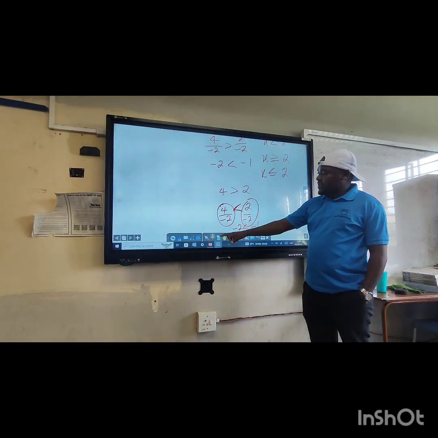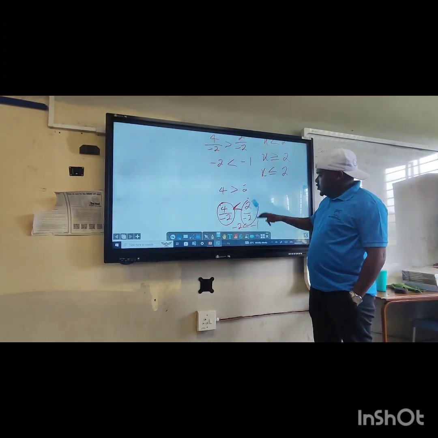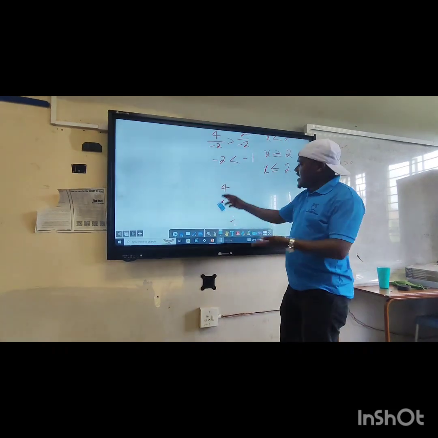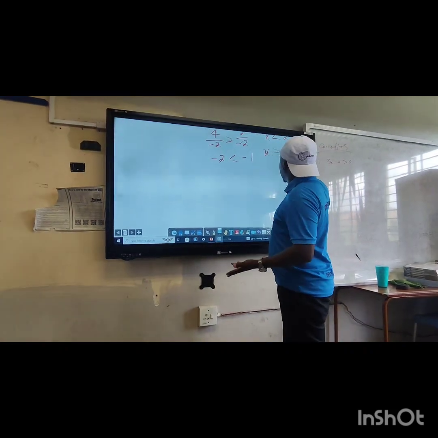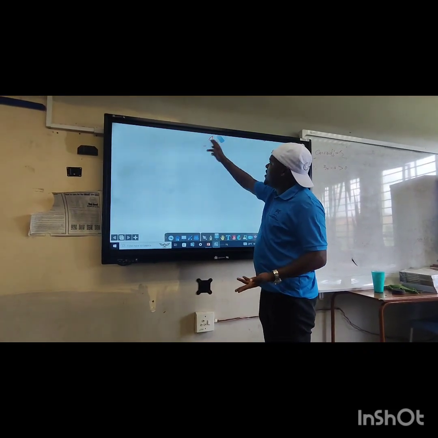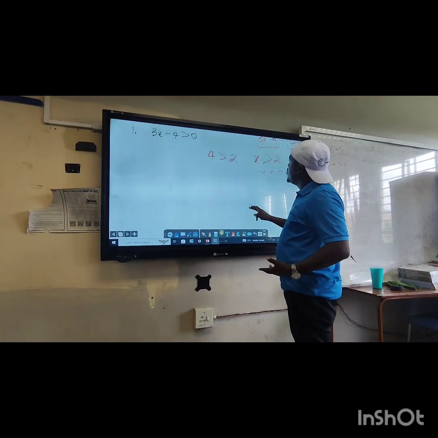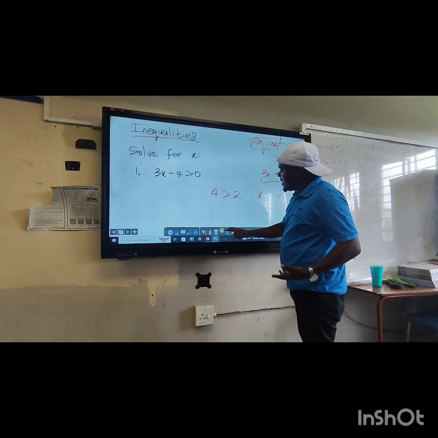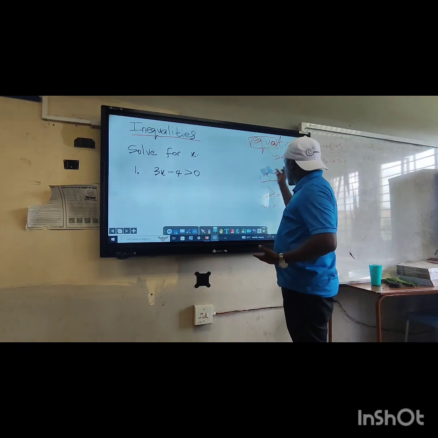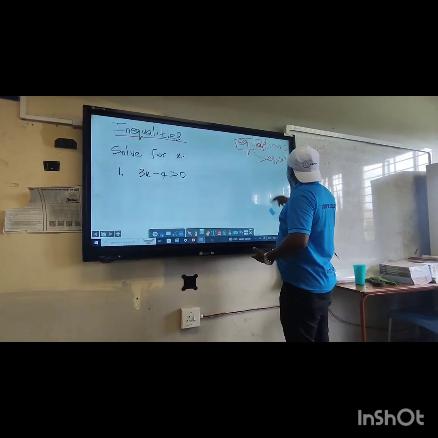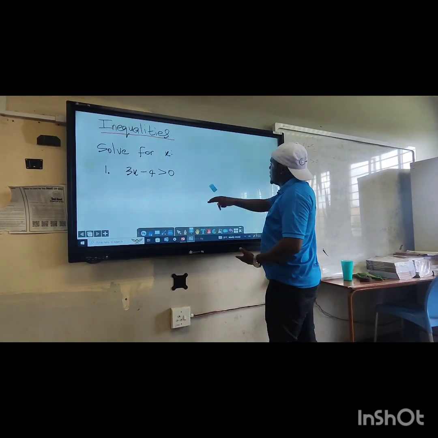Yes. The same thing happens when you multiply by a negative. So adding both sides, subtracting both sides does not change the inequality sign. It only changes when you multiply or divide by a negative number. You get what I'm saying? Yes.